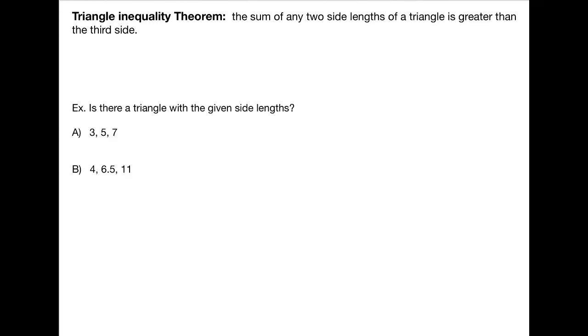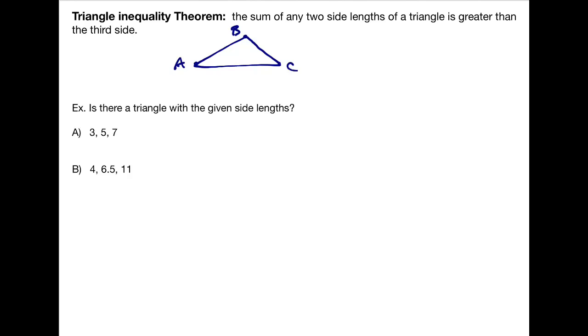So for example, let's say you have a triangle like this. A, B, and C. So now if I add the length of AB to the length of BC, the result must be greater than the length of AC. Okay, and that holds for any two sides of the triangle. So if I add AB to AC, the answer is bigger than BC, and if I add AC to BC, the answer must be bigger than AB. And that's the triangle inequality theorem.